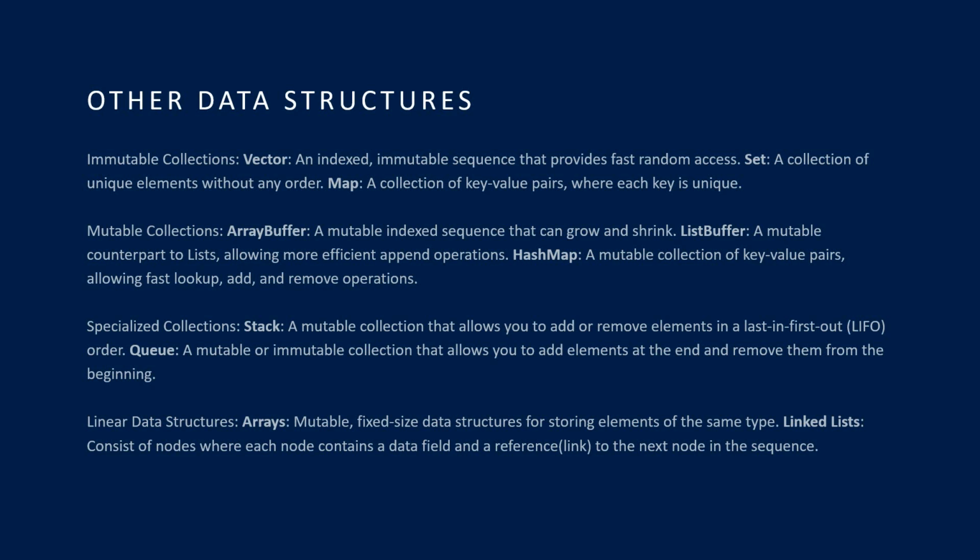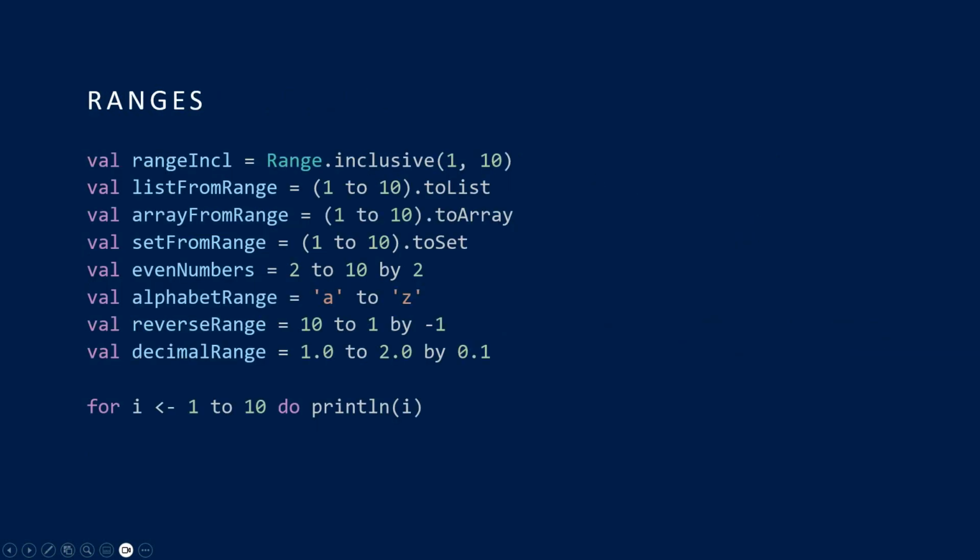Mutable collections, array buffer, list buffer, hash map, and I think that's it. There could be other ones as well. Specialized ones, we've got stacks and queues, LIFO, and the other way of doing it. And then linear data structures like arrays and linked lists. But I'm sure there's other ones as well.